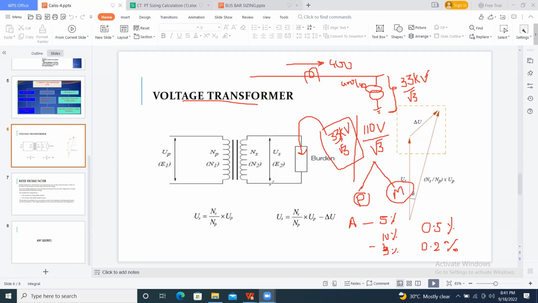Sorry, team. For the protection voltage transformers, we generally use the percentage error classes of 3P, 5P or 10P.